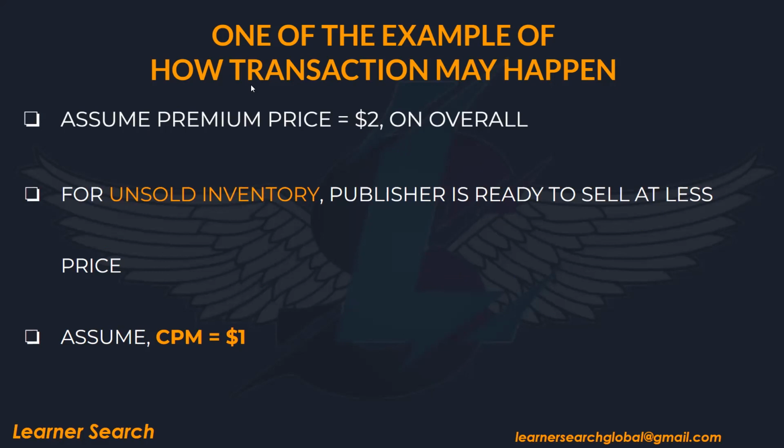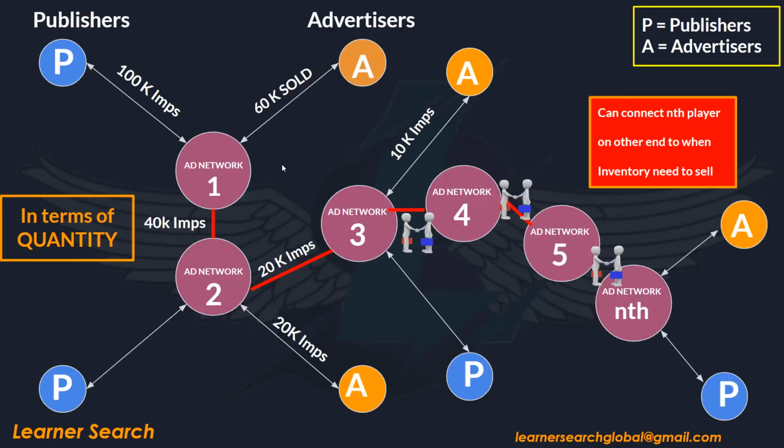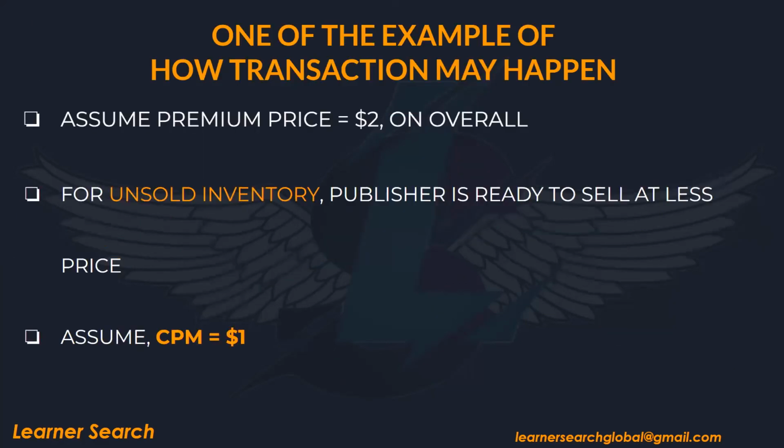So let's take another one. Till now we discussed the volume, how the volume of inventory sold increases. Likewise, for a single impression it happens, then a second, then a third. When 100 impressions are sold via the network, this is how it looks. I'm not saying this is exactly how it works. This is one example of how the business happens among the ad networks in the daisy chain. I will take another example showing how the transaction happens.